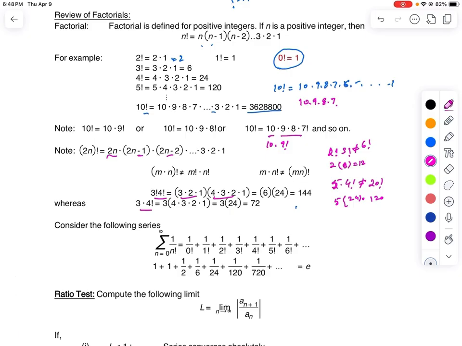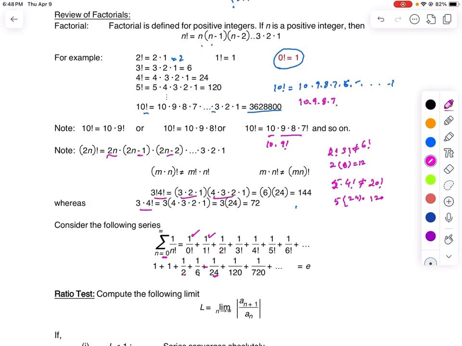1 over n factorial. What does it look like? It is 1 over 0 factorial, because we are starting with 0, and 0 factorial is 1. Then 1 over 1 factorial, 1 over 2 factorial, 1 over 3 factorial, and so on. So you will see that we get 1 plus 1. Each of these is 1. Then 2 factorial is 2, so 1 half. 3 factorial is 6, so 1 sixth. Plus 4 factorial is 24, so 1 over 24.